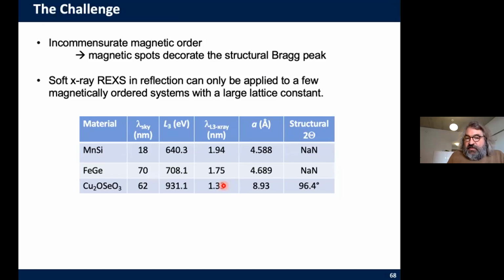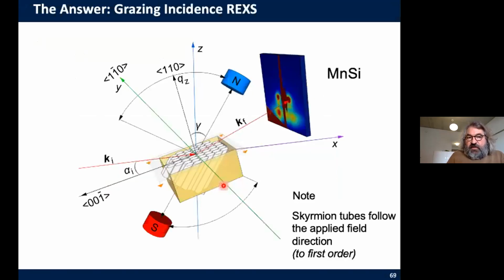So it's still meaningful data, but certainly not equivalent to the bulk data. So this is different in grazing incidence. This is just a very brief overview. I want to show you some data.